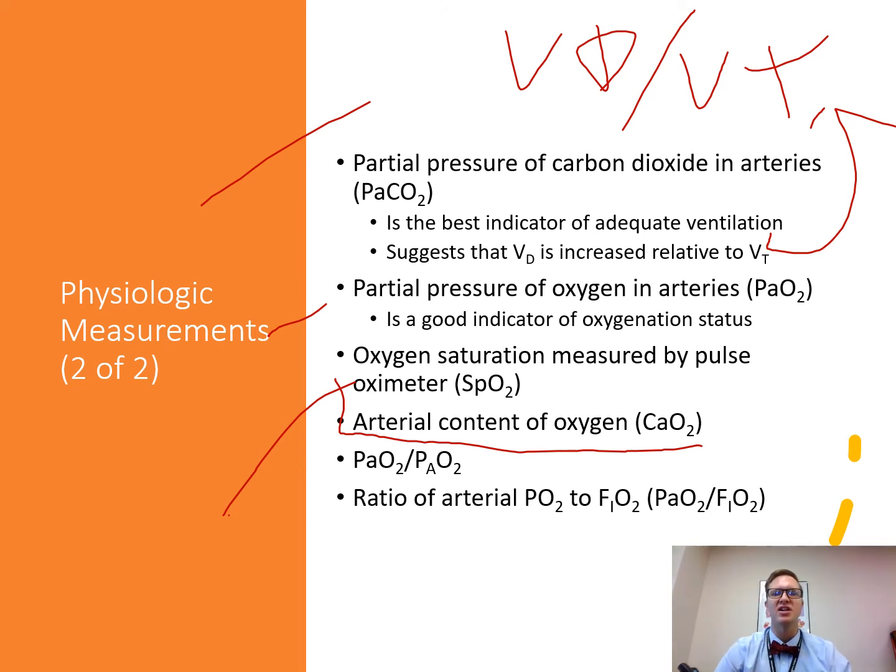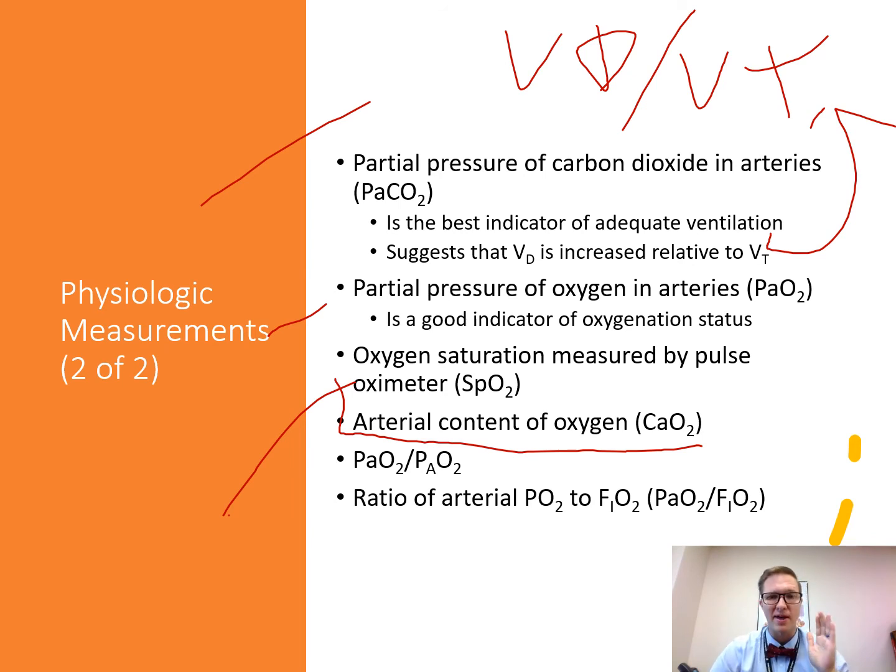Hey, their saturation's poor. Well, is there something wrong with their hemoglobin? Is there dysfunctional hemoglobin like methemoglobin, and so on and so forth? Or is their PaO2 low? If their PaO2 is low, why is their PaO2 low? Is it because their PAO2 is low, because they have too much CO2 stuck in their lungs because we're not getting adequate tidal volume? So that's where arterial oxygen content is actually your most effective method to see how the body's carrying oxygen.